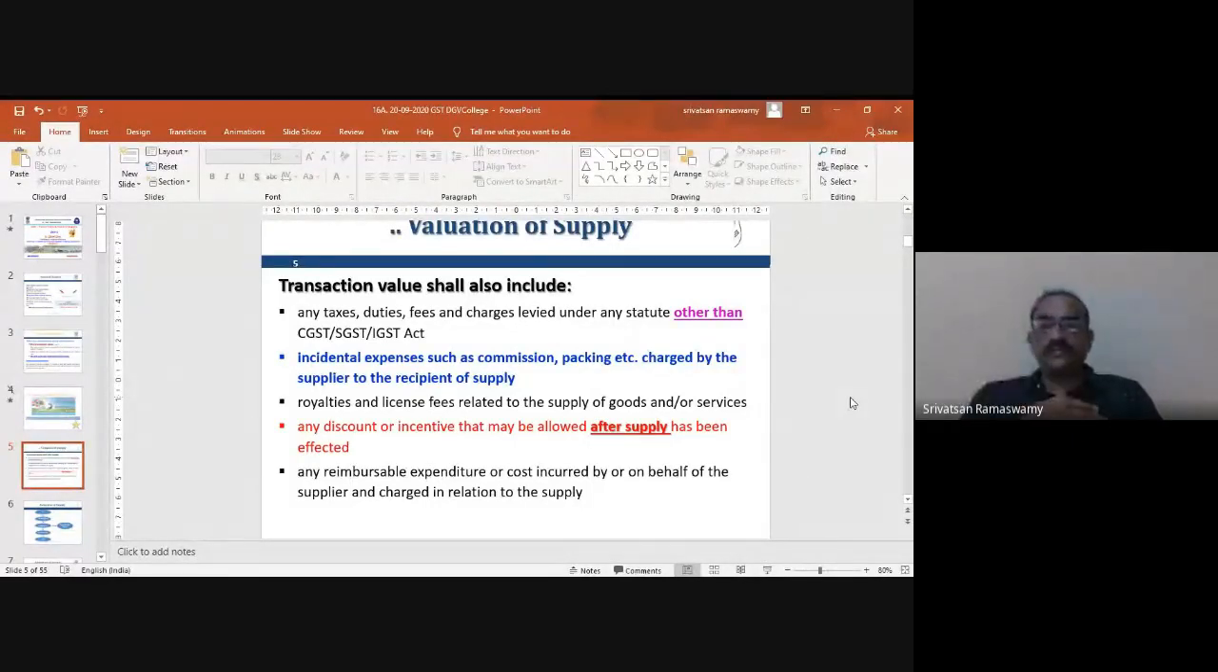Then, any discount or incentive can be allowed. So I will talk about this discount a little later. Or any reimbursable expenditure or cost incurred on behalf of the supplier and charged in relation to supply. Again, I will try to explain this with an example.